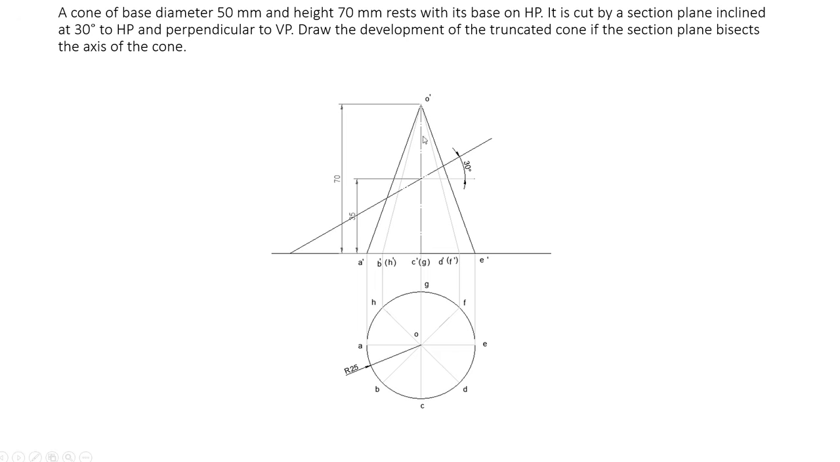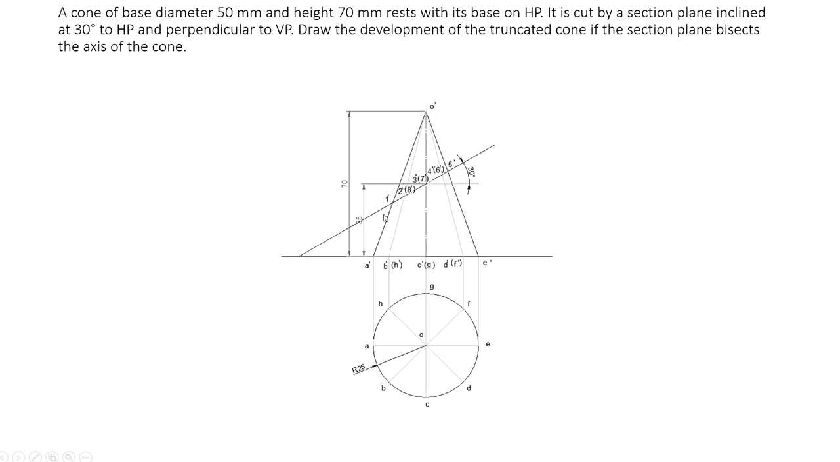So mark the midpoint of the axis, that is 35 mm from apex or base. Mark that point here, 35 mm from base. Draw a line at 30 degrees like the section plane. Now this line is the section plane, and for the section plane you can use a continuous line, two dot lines and a continuous line. So in that way you can draw the section plane. Remaining part of that should be a continuous line. So mark the angle 30 degrees like this.